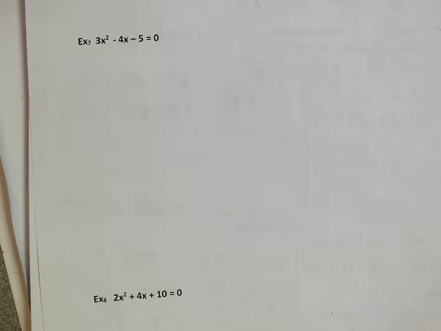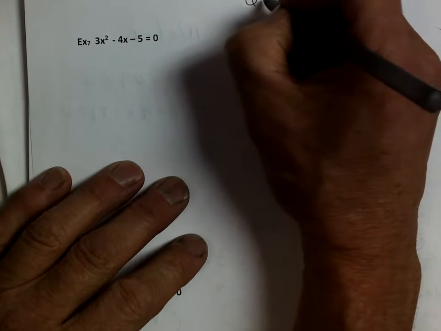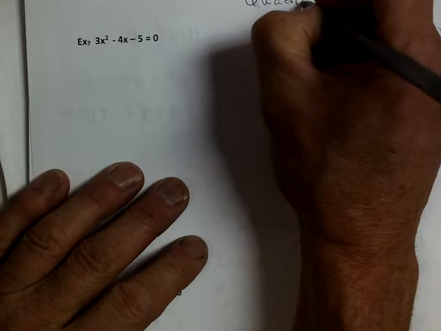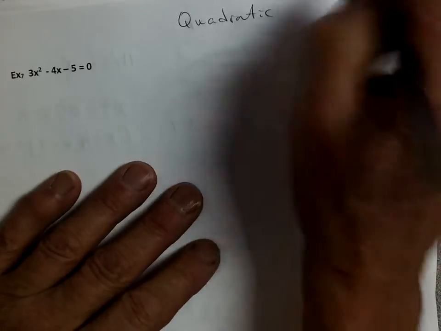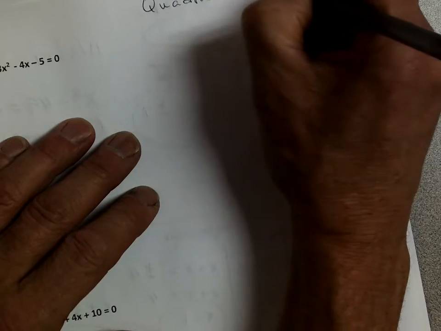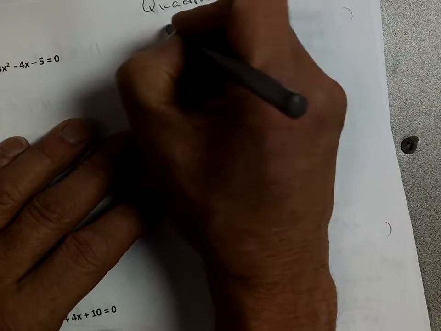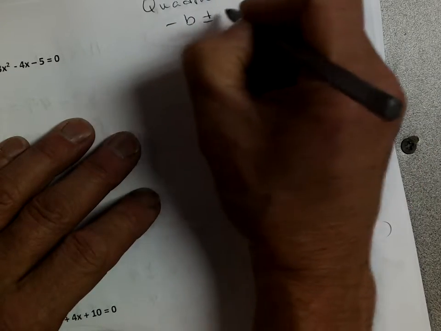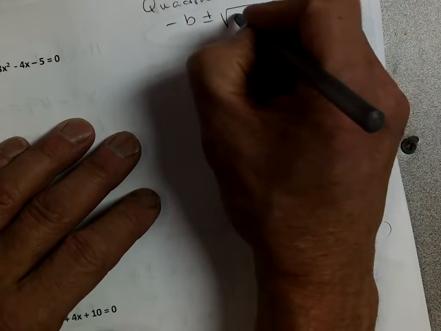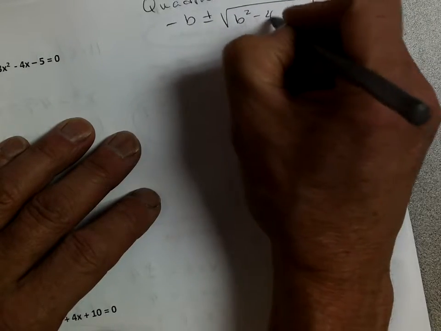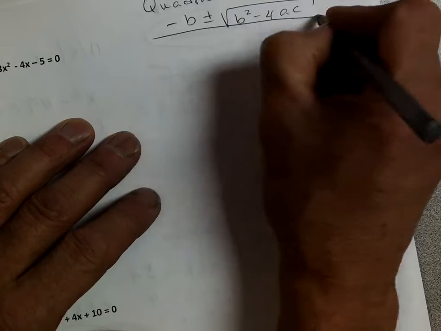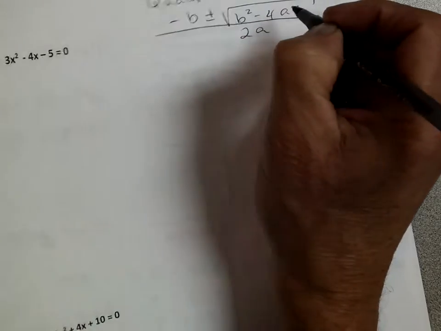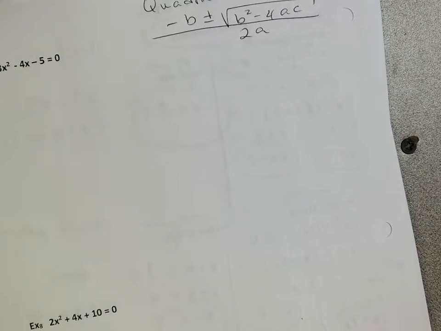Yuck! But yesterday, what did we learn yesterday? Exactly. We learned the quadratic formula. Let me write it down again. It was negative b plus or minus the square root of b squared minus 4ac, all over 2a. That is always my last resort.